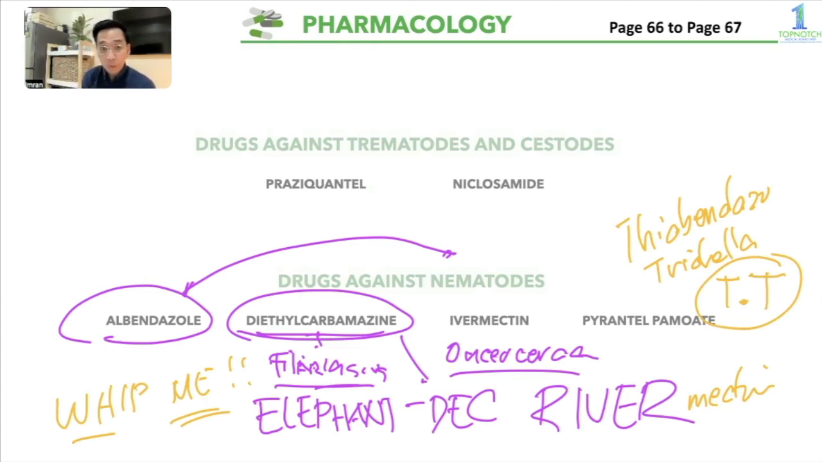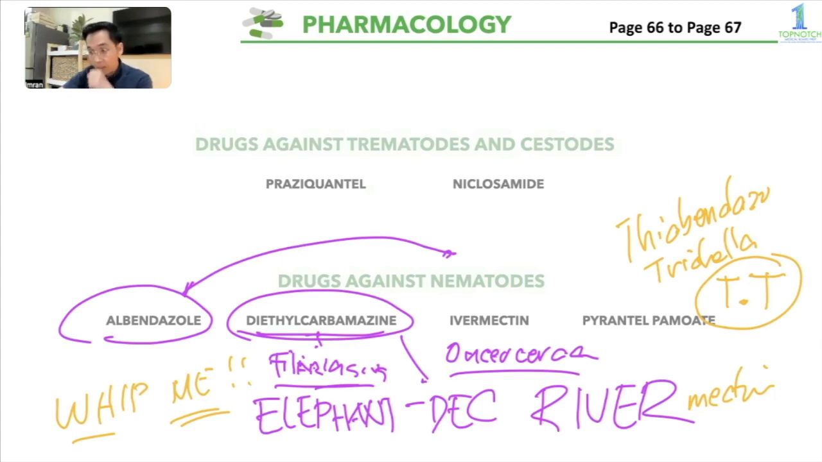All right? So those are your drugs against your nematodes. Sorry, inuna ko yung nematodes kasi mas madali siyang aralin, no? Pero pagka drugs against trematodes and cestodes naman, most of the time ang answer dyan would be praziquantel or your niclosamide din, okay? Itong dalawang to, no?